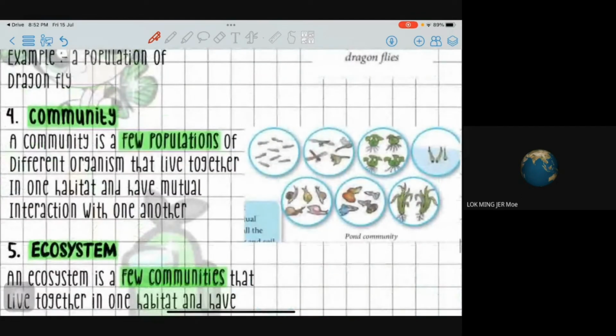Okay, and then what is meant by community? A few populations of different organisms that live together in one habitat and have mutual interaction with one another. You already know what interaction is, right? So we have a lot of interaction in one community, because they have a few populations there.